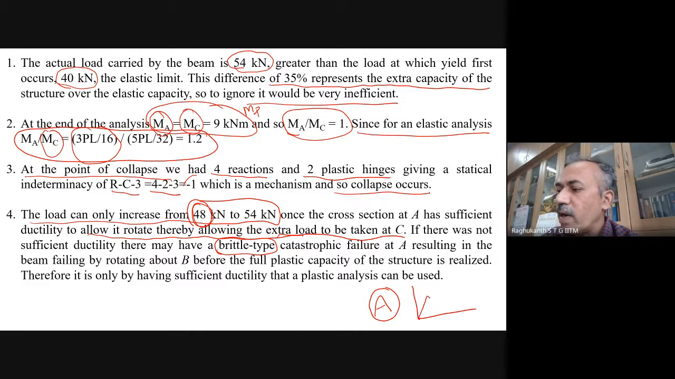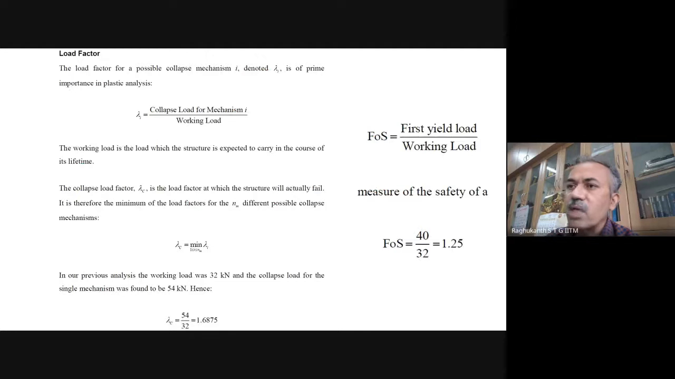Because of the huge ductility, your A will allow extra rotation, and it will allow the extra load to be taken care of by C itself. Suppose it is not a ductile material, then it just suddenly breaks. Once A has been plastified, a brittle failure will happen, and your whole plastic analysis theory will not be applicable for that type of problem. So these are some important observations.